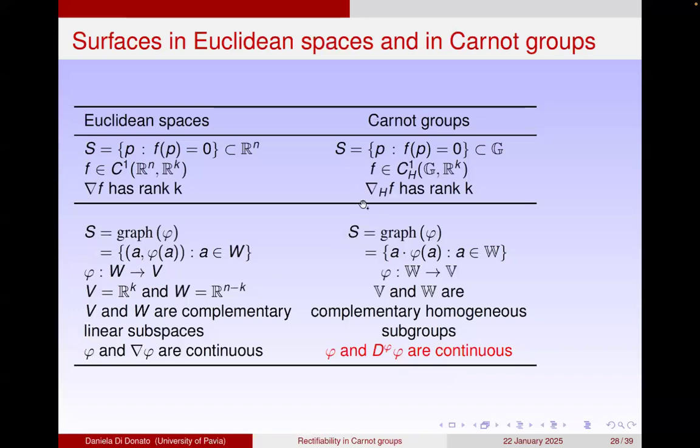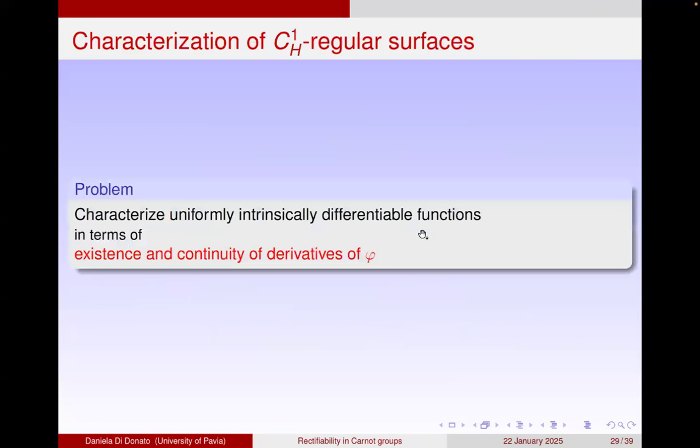In the context of Carnot groups, we consider S the intrinsic graph of a map phi from W to V, where W and V are complementary homogeneous subgroups, and we want that phi and its intrinsic gradient are continuous. In Euclidean spaces, we know that these two definitions are equivalent. In Carnot groups, as I said, these two definitions are equivalent when phi is UID. The second step of my research is to characterize the UID condition in terms of existence and continuity of derivatives of phi.